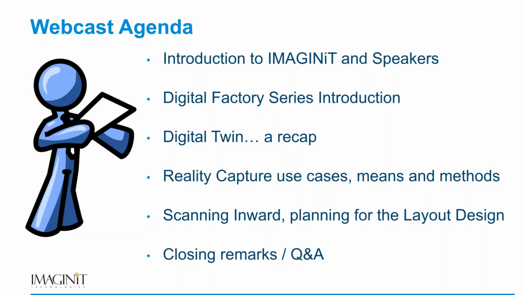So the agenda today is first we're going to talk about just what our intention is of the overall digital factory series. Then we're going to talk about digital twins. We're going to talk about different technologies and use cases for capturing reality, how to do it, the why, and the different methods and the accuracies. And then we're going to talk about scanning inward and planning for layout and design of new equipment or new factory lines going into a facility, and then take any questions that anybody might have.